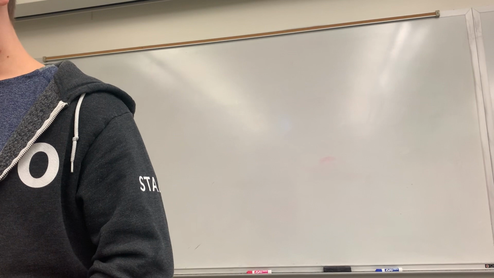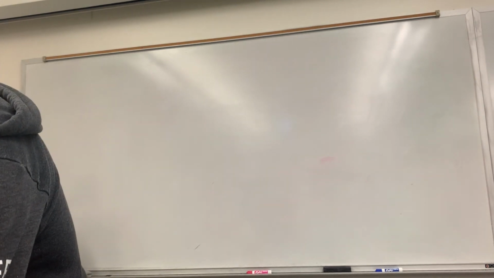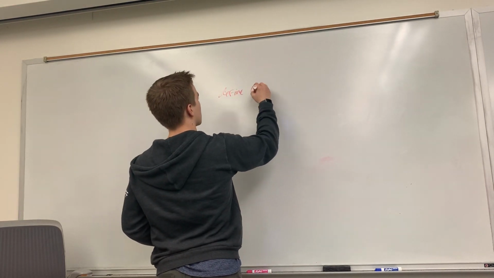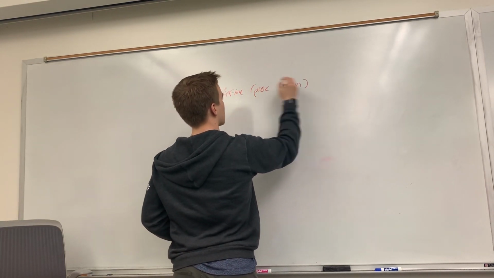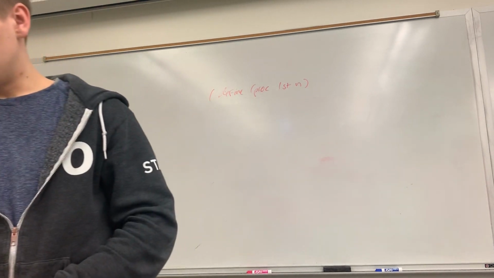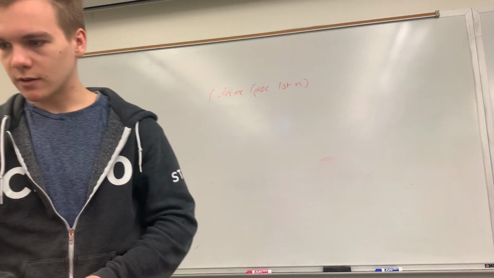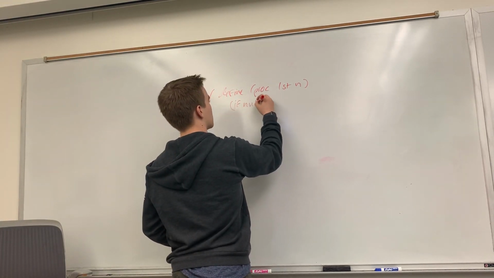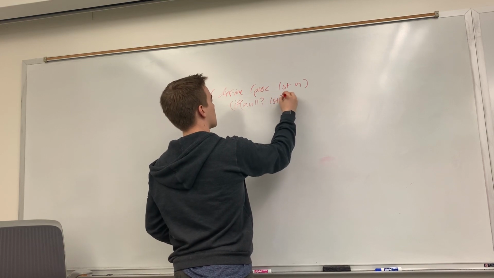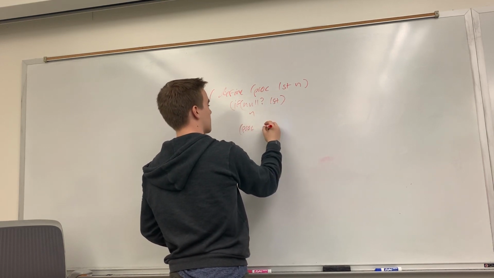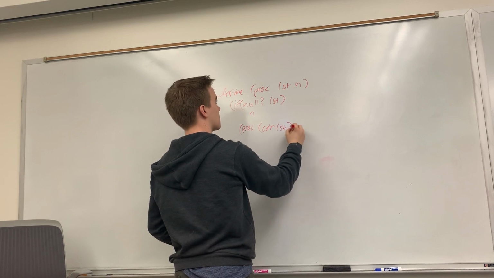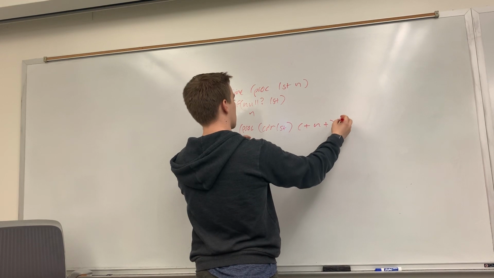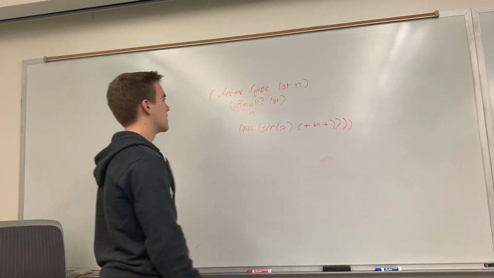Is the following procedure tail recursive? Let me copy down this procedure really quick. Find proc list 10. And then it says, if null n, otherwise proc cdr of list plus n 1. That's proc cdr of list plus n 1. Okay, is this tail recursive?